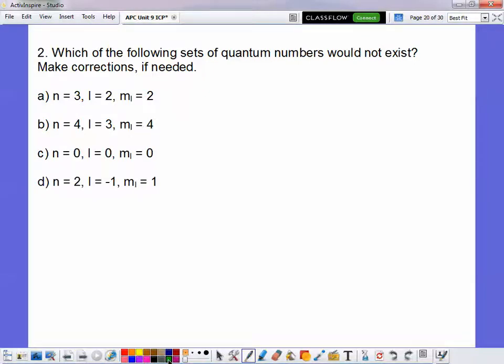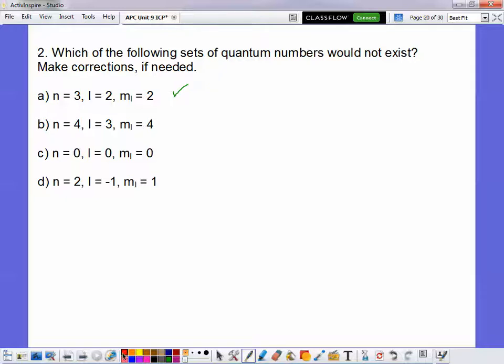So looking at A. Is anything wrong with A? If so, what is it? Or I guess I should say, would A exist? Yep, A is perfectly allowed. Remember, L has to be less than N, and then M sub L has to be within the range of -L to +L. So yep, everything's good. All right, what about B?